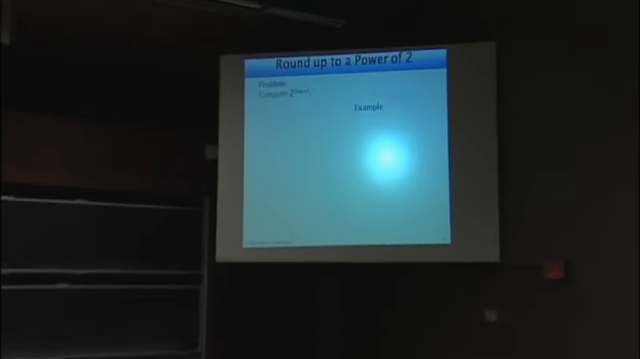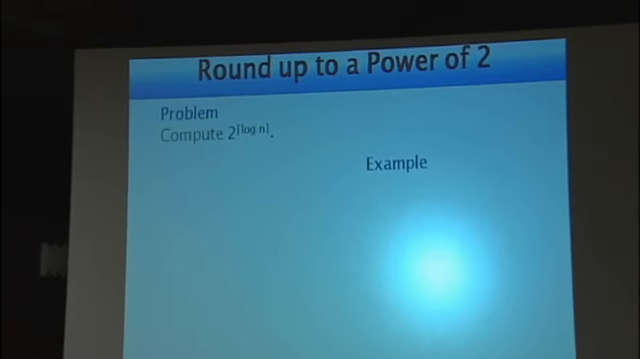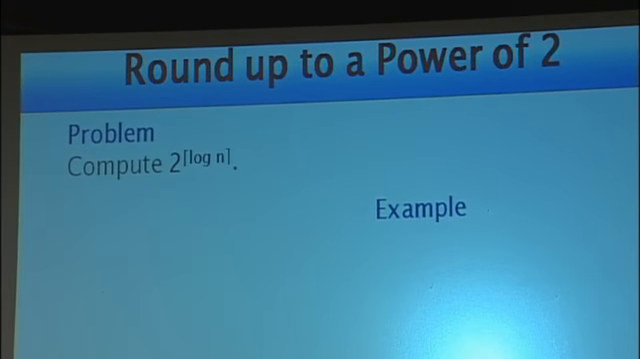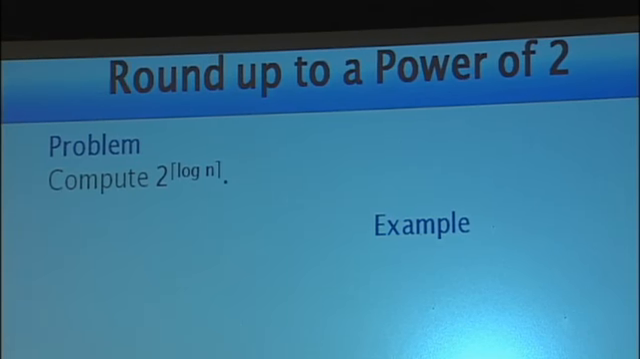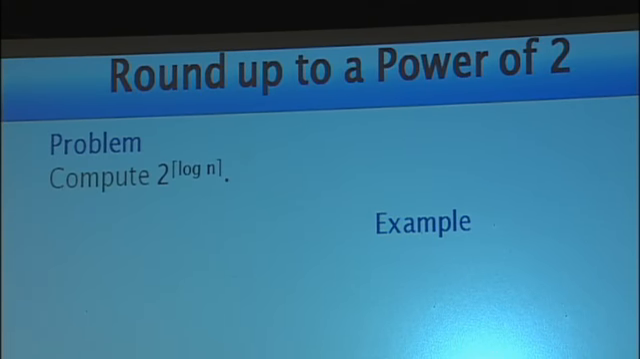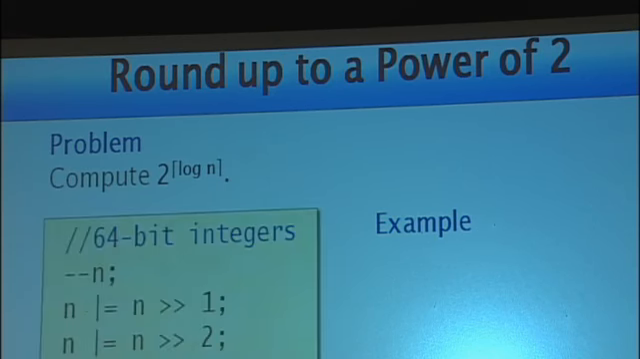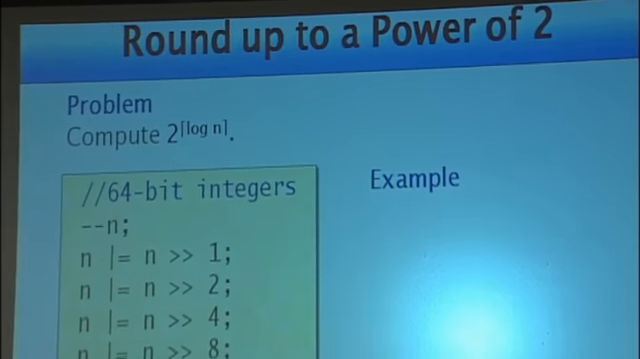Okay. Round up to a power of 2. This is a common thing that you want to do. It goes on, for example, in memory allocators, which we'll talk about later in the course. In a memory allocator, somebody asks for a hunk of storage of size 19. Most memory allocators want to give out chunks that are powers of 2, for reasons that we'll discover later. So you want to round up to the next higher power of 2. So how do you do that? Here's an example.